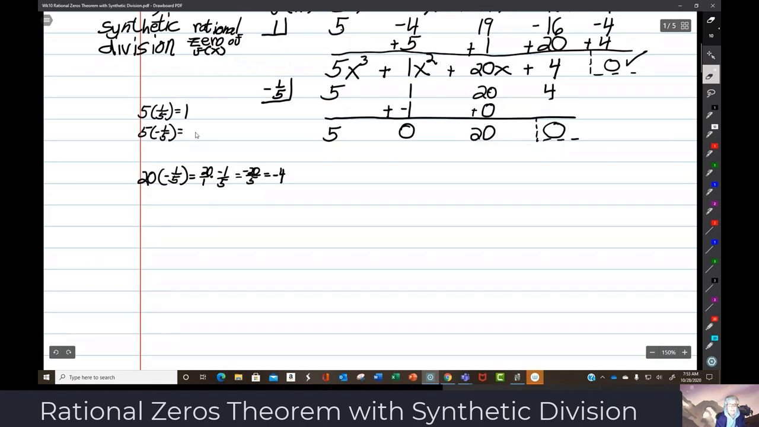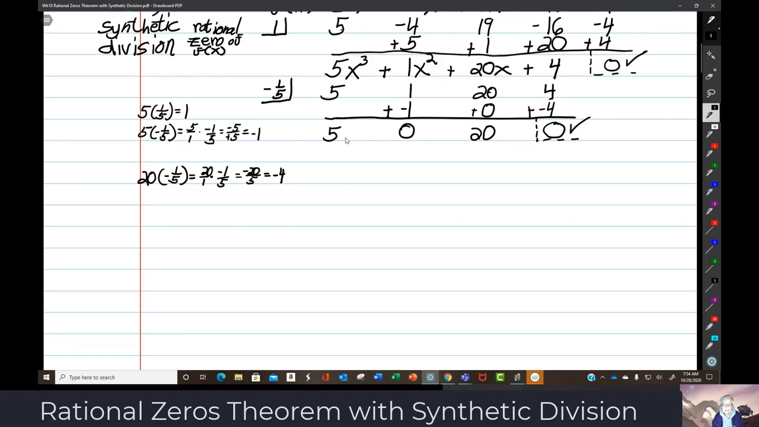This 5 times negative 1/5 is going to be 5 over 1 times negative 1 over 5. That'll be negative 5 over 5. That's a positive 5. Negative 5 over positive 5 is negative 1. So that's how we got that negative 1 right there. Now 20 times negative 1/5 is negative 4. And 4 plus negative 4 is 0. Yee-haw!